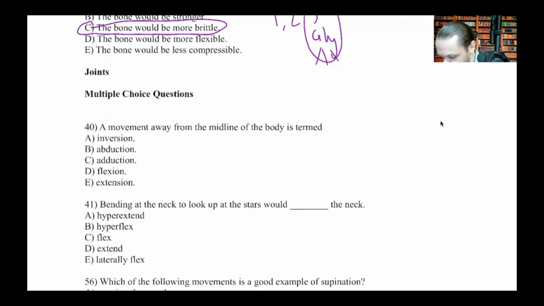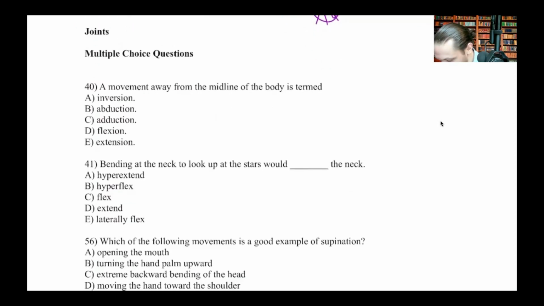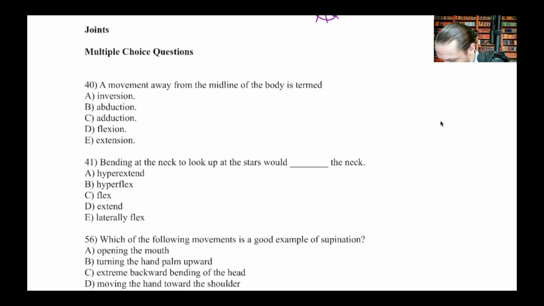All right, now we're going to move up to our joints. Make sure you guys have the correct pages open again. Aaron, go ahead. A movement away from the midline of the body is termed abduction, B. Yep. So whenever you move away, take away, right? If you get abducted, you could think of it as getting abducted by aliens. If you get abducted, they take you away. And away from midline, that's correct.